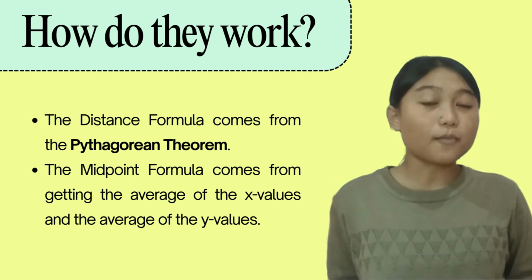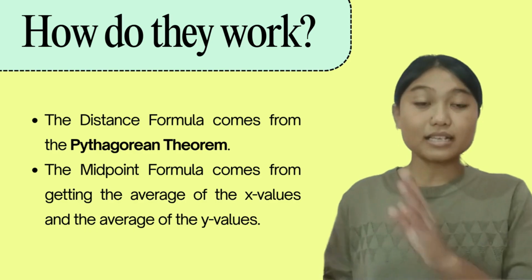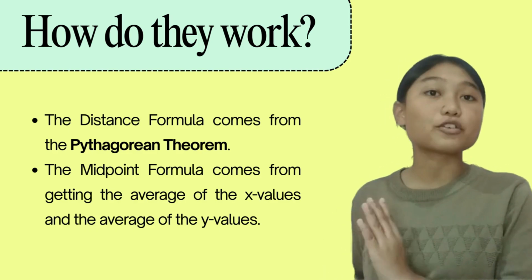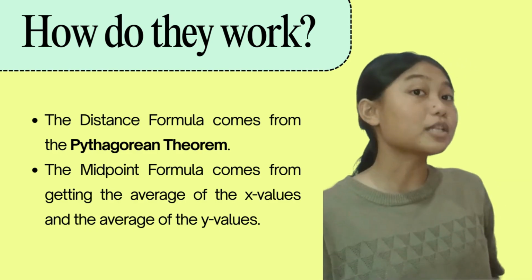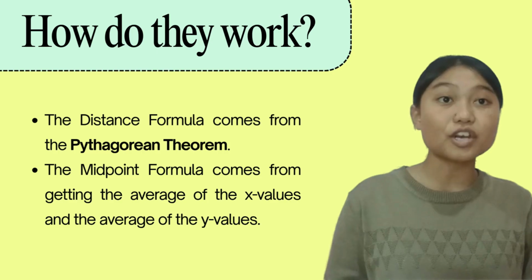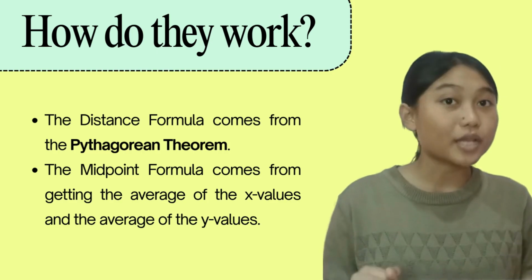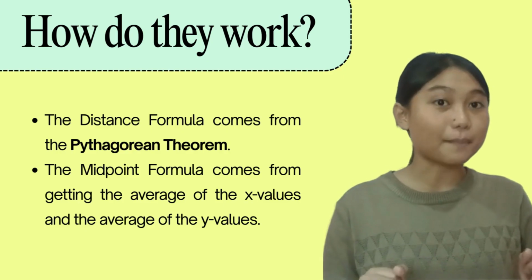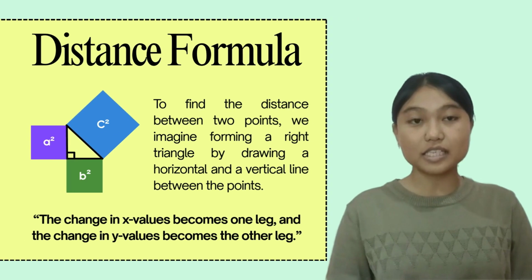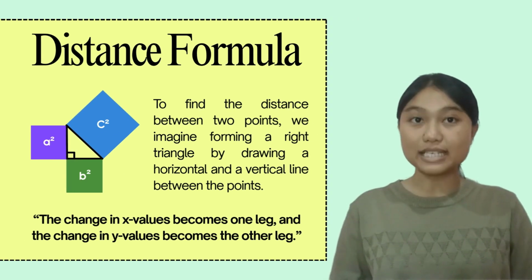Both formulas come from very simple ideas. The distance formula comes from the Pythagorean theorem, and the midpoint formula comes from getting the average of the x values and the average of the y values. But don't worry, we'll break them down step by step in the next parts. To understand the distance formula, let us start with the idea.